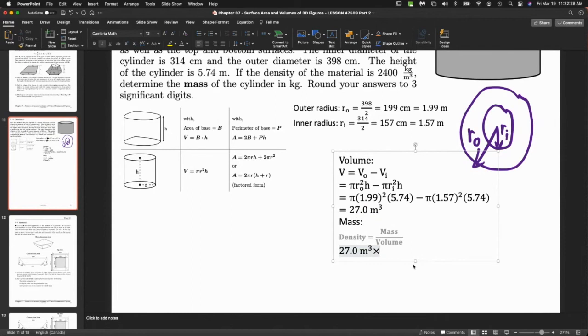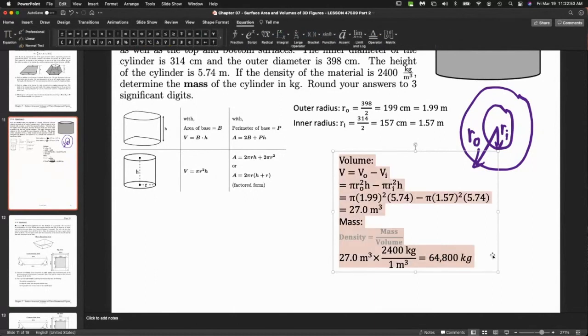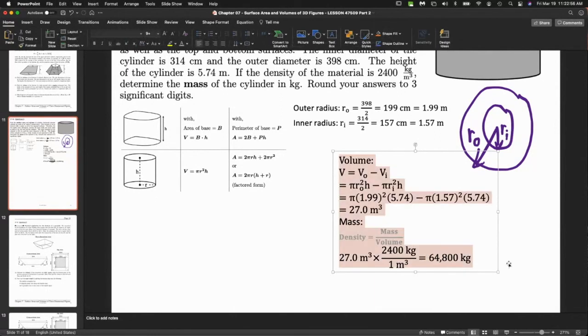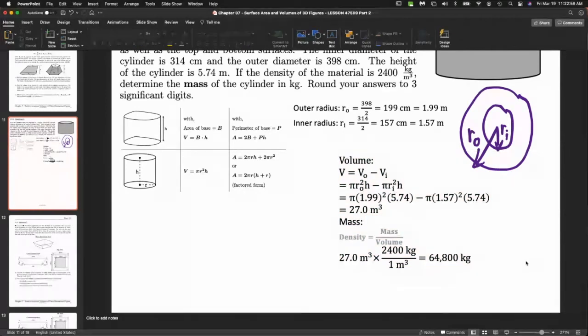So we can multiply here by 2,400 kilograms, and you see how the meters cubed cancel? That's how you rock and roll that thing out. So that's 64,800 kilograms. So anyway, that completes the volume calculation. Yeah, so I canceled out the meter cubes.